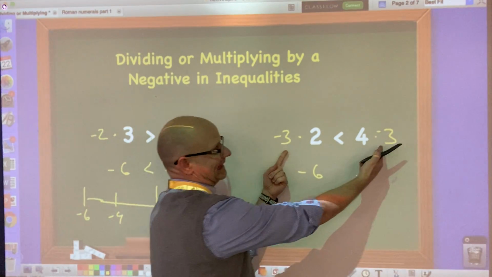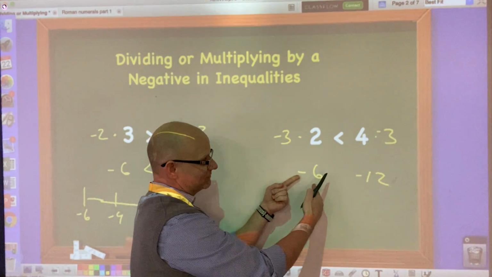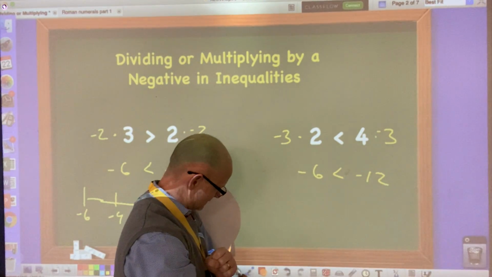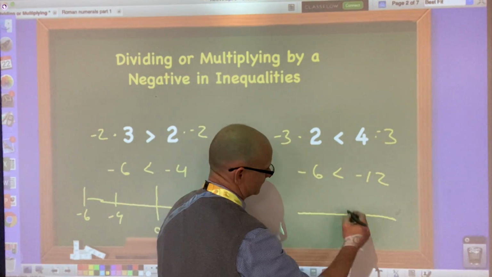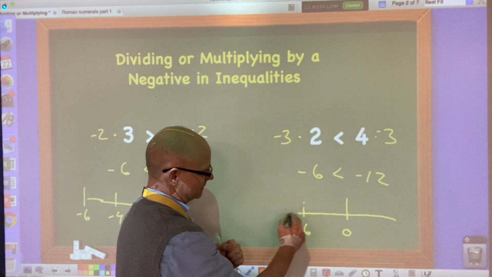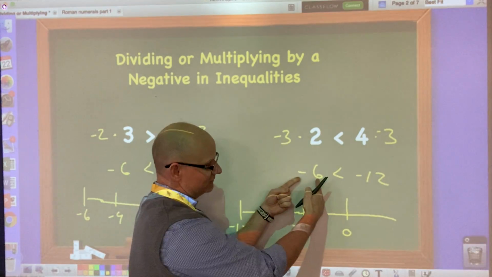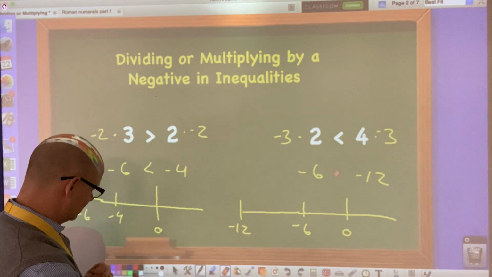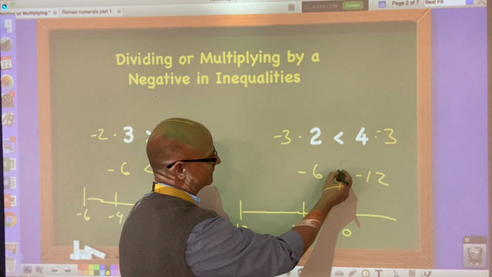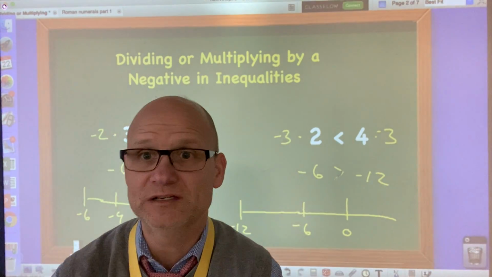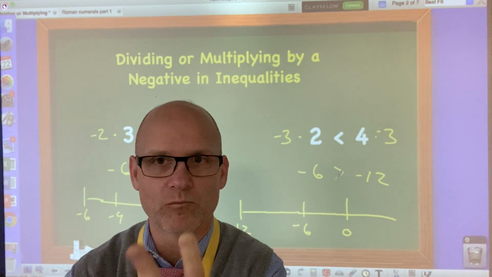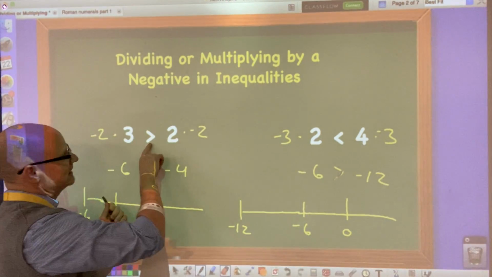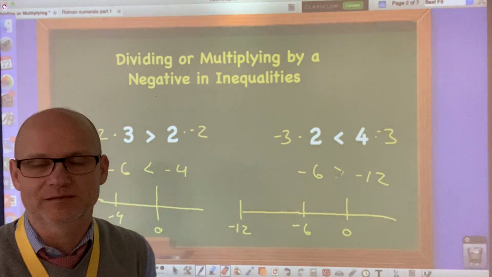Now when we multiply both by negative 3, we now have negative 6, but negative 6 is not less than negative 12. If you draw that number line, here's 0, here's negative 6, and negative 12 is here, negative 6 is not less. So notice, again, we have to flip that inequality to continue to be true. So twice we multiplied by negatives, and both times we had to flip the inequality to keep the statement true.